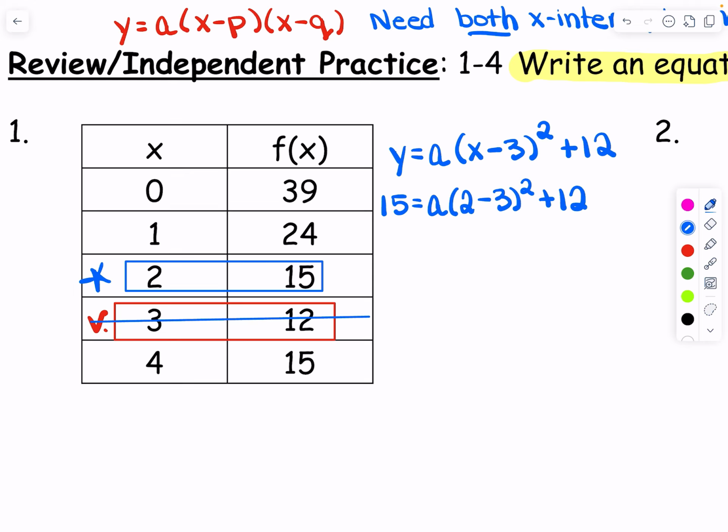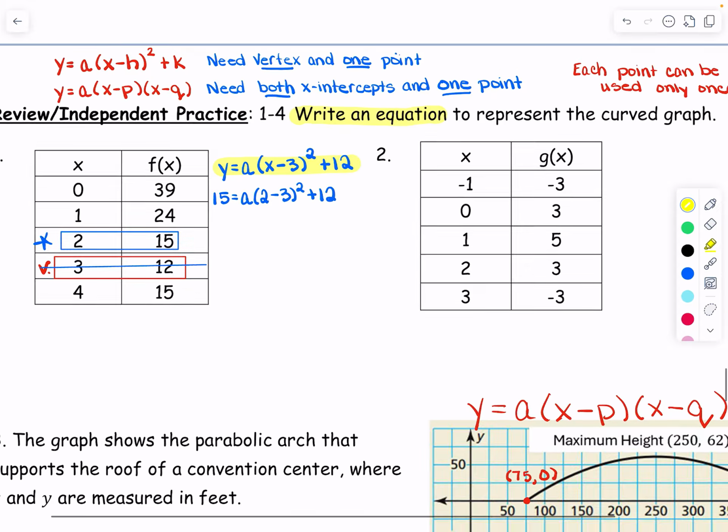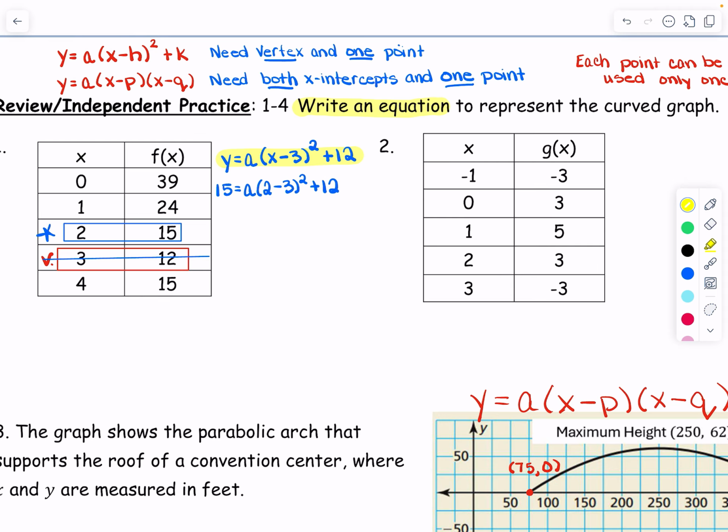Now, on this one here, I'm going to go ahead and keep solving this for a. When you get all done, after you find what a equals, you're going to rewrite this equation, and where there's the a value here, we're going to replace a with whatever a equals. Okay? So that's what you're doing for equation number 1 and equation number 2.